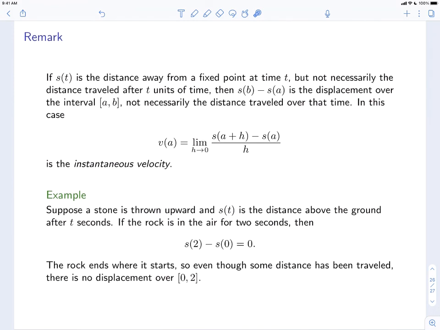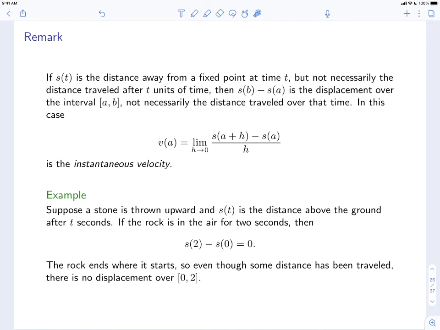We've been talking about speed, but sometimes we're not interested in speed so much as velocity. Instead of having s at t be the distance traveled, suppose it's the distance away from a fixed point. Then s at b minus s at a isn't the distance traveled anymore. Now it's the displacement over the interval from a to b. So it's not necessarily the distance traveled. In this case, this quantity v at a is no longer the instantaneous speed. Now it's called the instantaneous velocity.